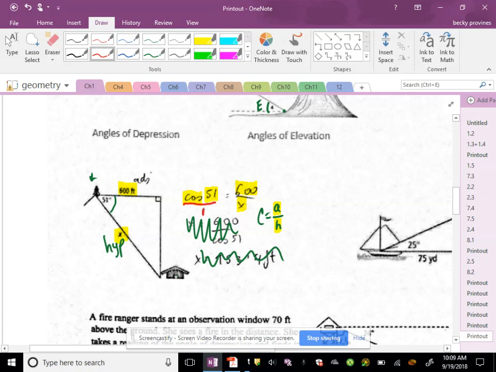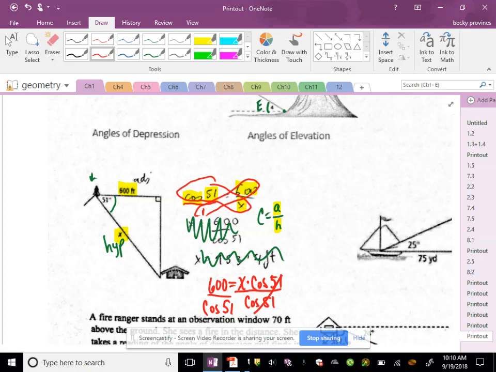Okay, so I'm going to put this over 1. Now, we're cross multiplying. 1 times 600 is 600. And then cosine 51 times x. Remember, the x goes in front. And then just like the previous one, I'm going to divide by cosine 51. And then you just type into the calculator. I would push the numerator denominator button on your calculator. 600 on top in the numerator. Your denominator is cosine 51. Push enter. Now you're going to round this off.